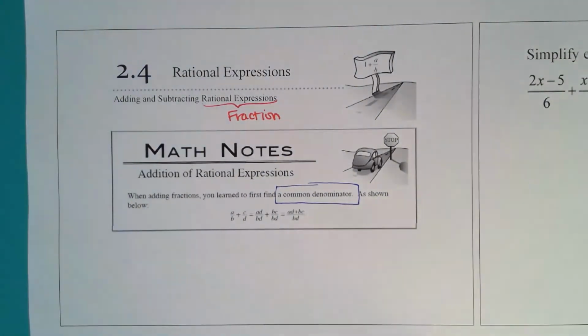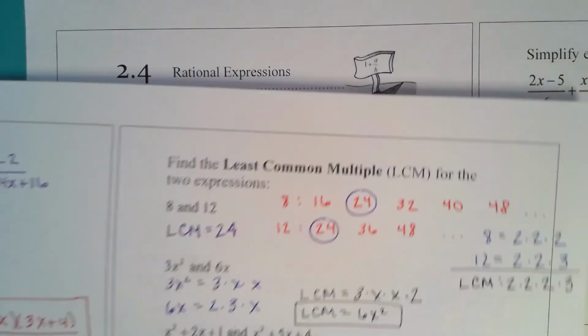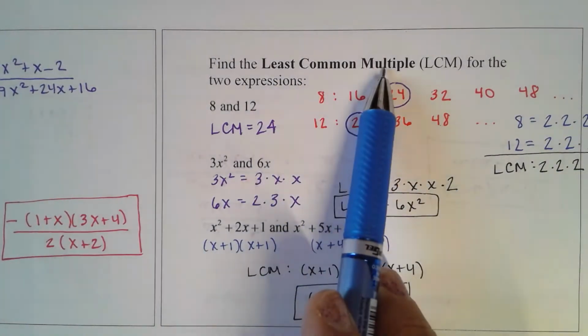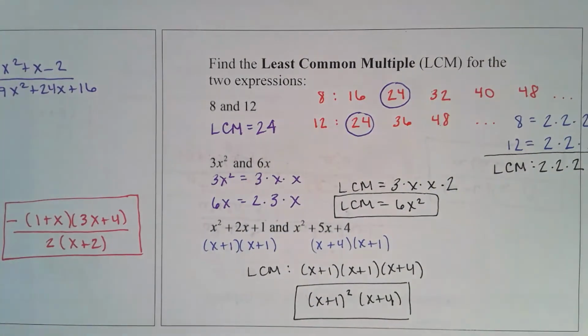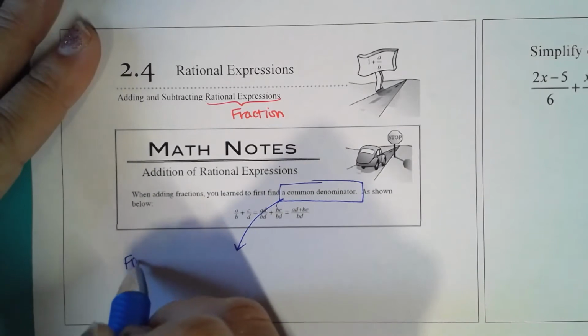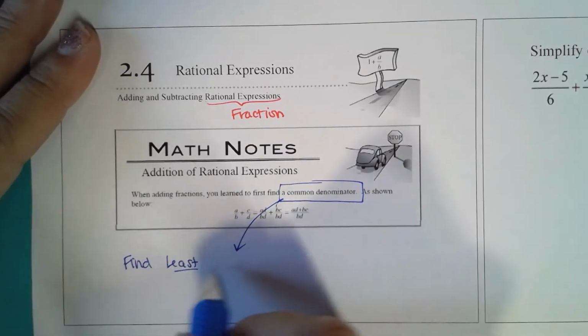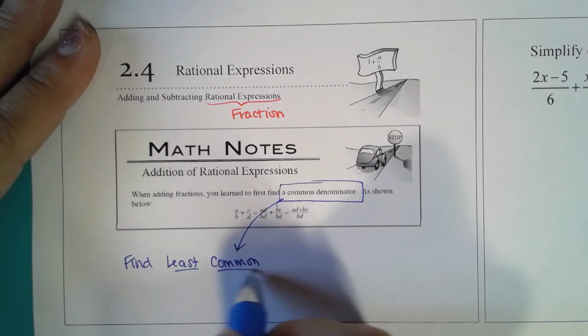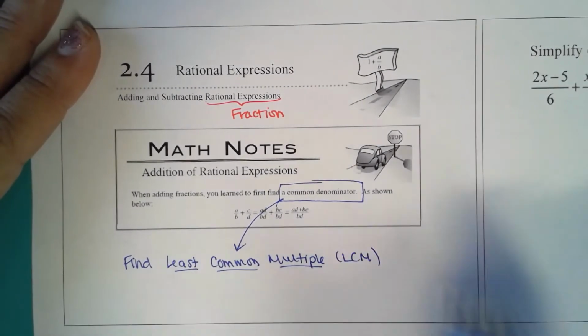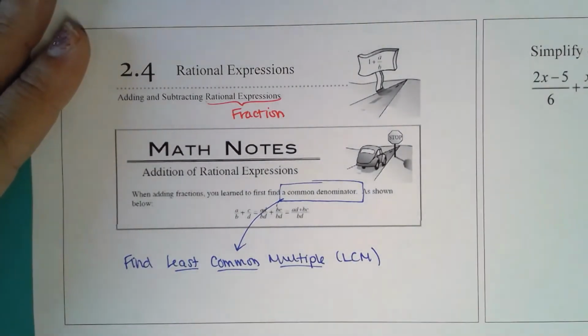And honestly, in the last thing we did in our last lesson, I'm going to slide this in. This is from lesson 2.3. We talked about a least common multiple. That is what we are going to use for our common denominator. So let's write that down. We learned to find a common denominator, we are going to find the least common multiple. We'll abbreviate that LCM. That's going to be our common denominator.